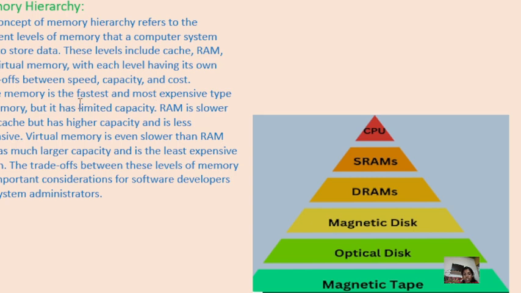Cache memory is the fastest and most expensive type of memory, which is located between the CPU and RAM, but it has limited capacity. RAM is slower than the cache but has a higher capacity and is less expensive. Virtual memory is even slower than RAM but has much larger capacity and it is the least expensive option. The trade-offs between these levels of memory are important considerations for software developers and system administrators.